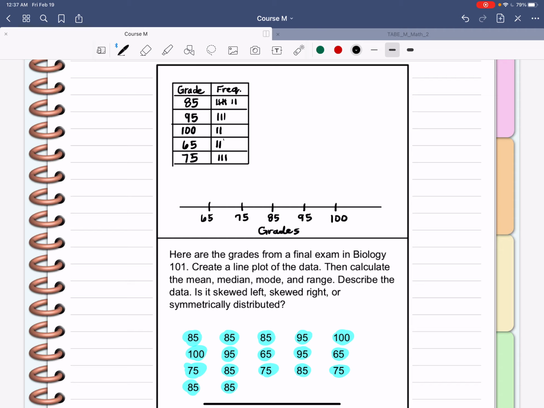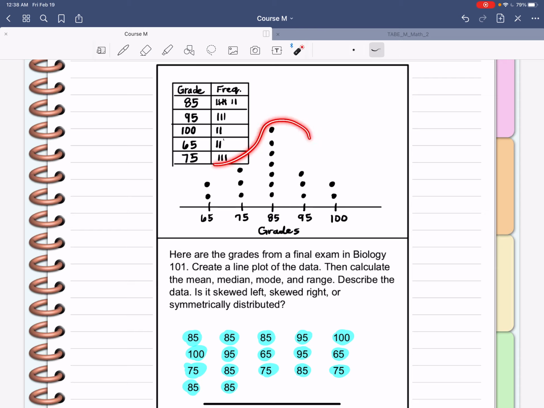We have, for the 85, a frequency of 7. For the 95, we have a frequency of 3. The 100, we have a frequency of 2. 65, we have a frequency of 2. And 75, we have a frequency of 3.